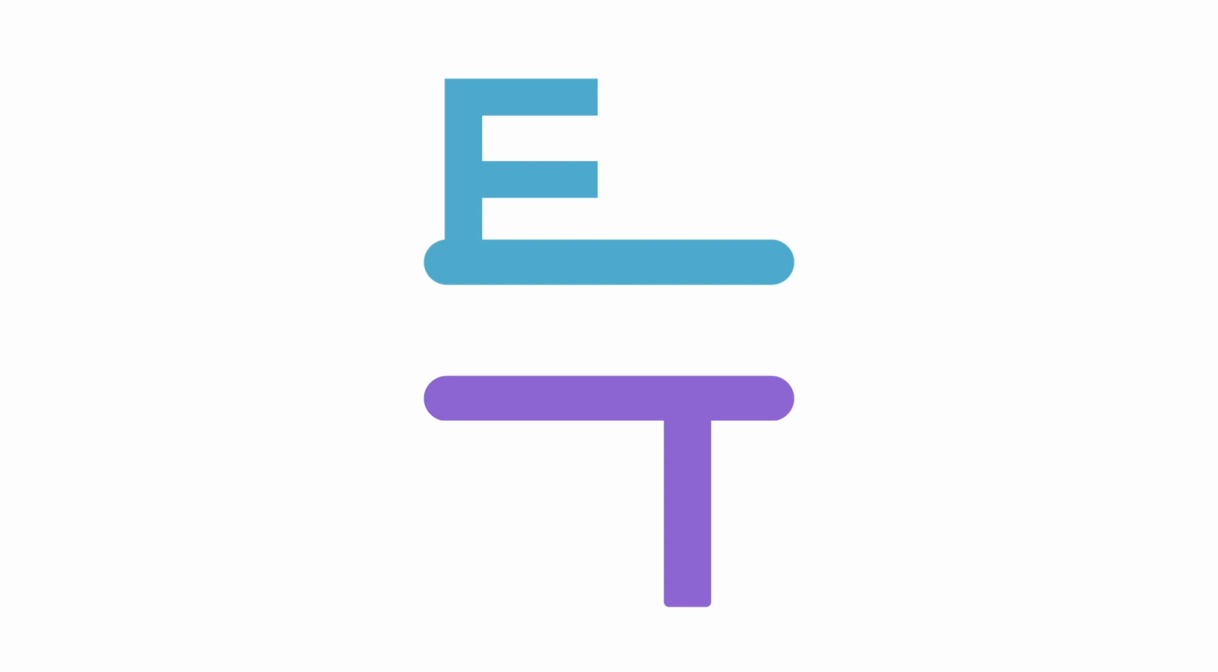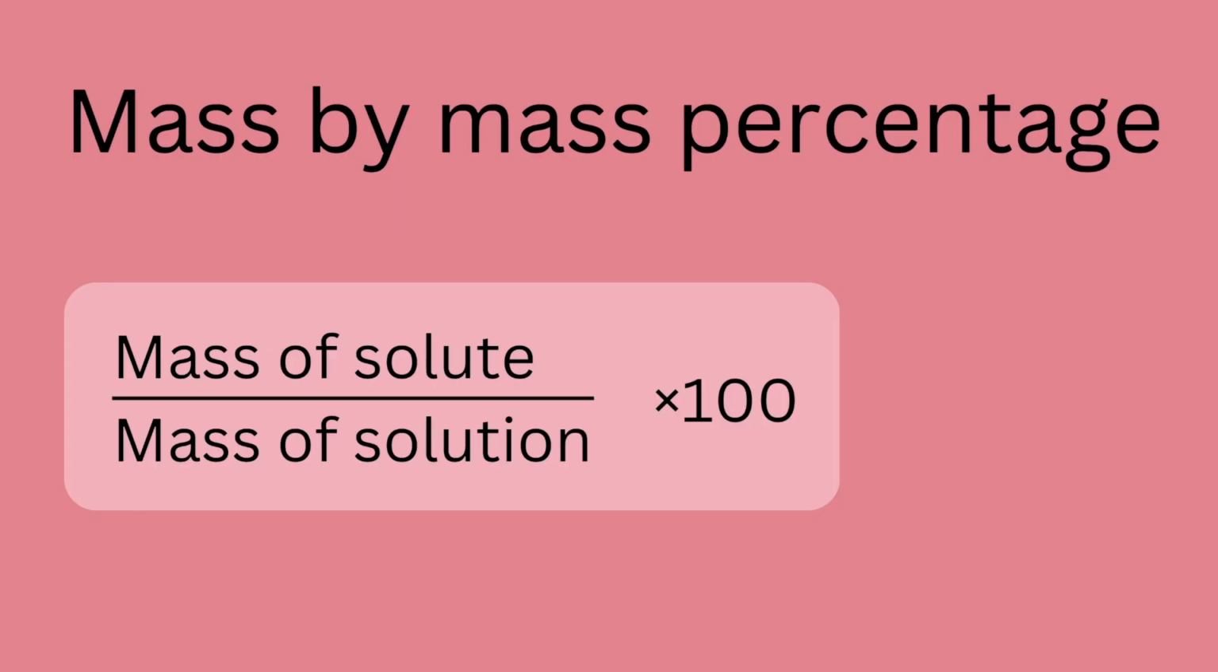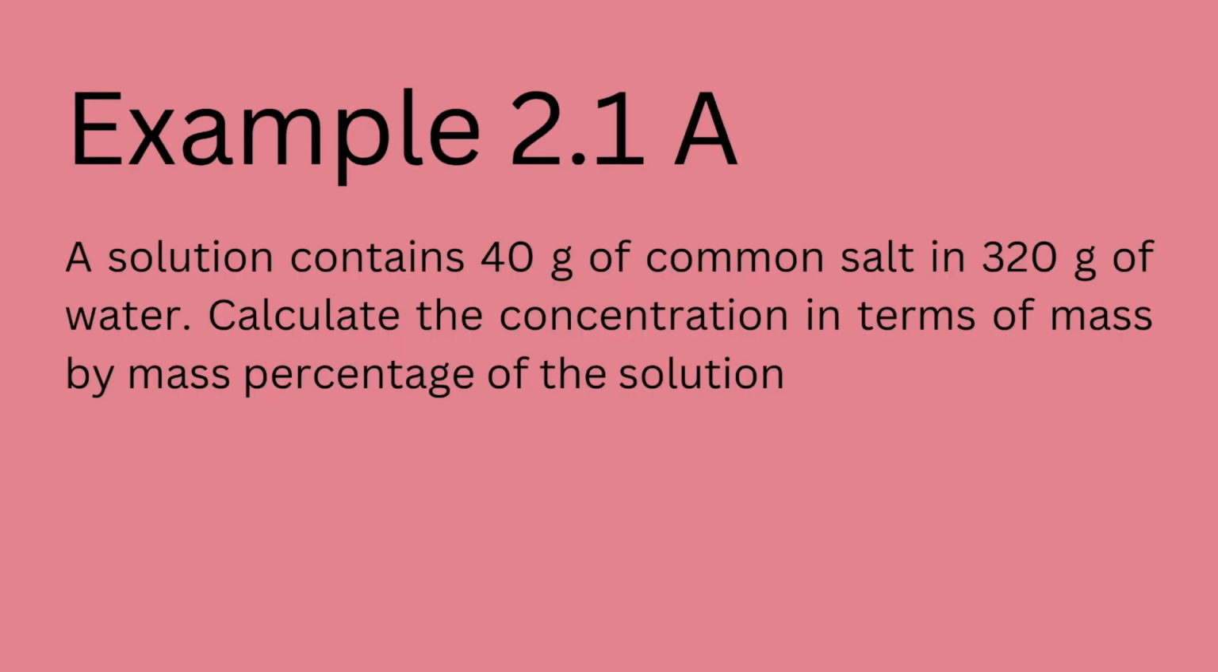At the end of last video we finished with 3 ways to measure concentration, right? The first one was mass by mass percentage, the second one was mass by volume, and the last one was volume by volume. Okay, now in this video we are going to solve a problem in which you have to calculate the mass by mass percentage of a solution, that is the concentration of the solution in terms of mass by mass percentage. So just to revise, the formula for mass by mass percentage is mass of solute by mass of solution into 100.